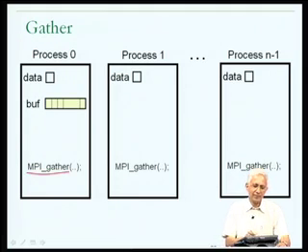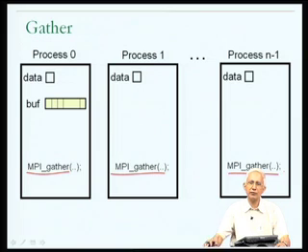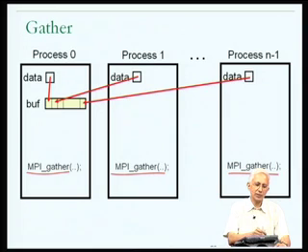So, the effect of the MPI Gather call is going to be that the data is going to come from each of the variables data in each of the individual processes and get put into the appropriate slot in the gathering buffer. In other words, the data from process 0 goes into the 0th element of the buffer, the data from process P1 goes into the first element of the buffer, and so on.